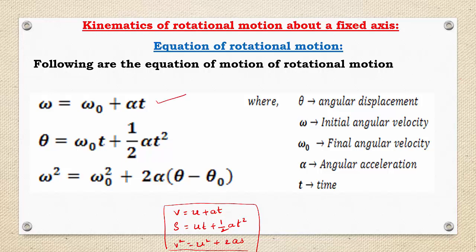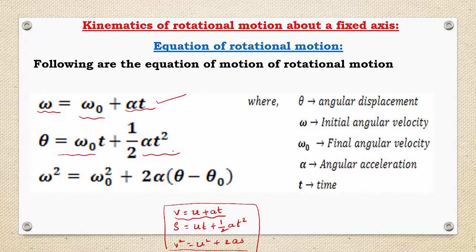The first equation. You can compare linear motion and rotational motion. In linear motion, we have v equal to u plus at. Final velocity equal to initial velocity plus acceleration into time. So same like that, in rotational motion, we can write angular velocity omega equal to omega naught plus alpha t. Angular acceleration and angular velocity we have to consider for rotational motion. Similarly, s equal to ut plus half at square. Instead of s, we have to write theta. Theta equal to omega naught t plus half alpha t square.